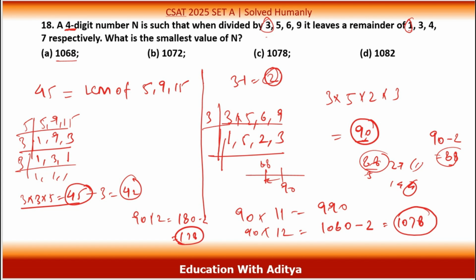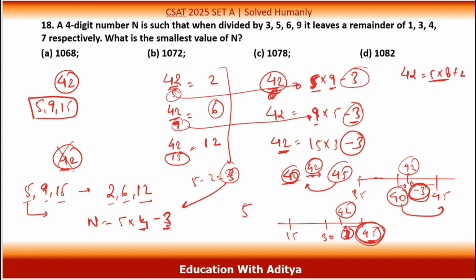So to sum it up, we are using the concept of LCM, and on top of that we are using the concept of negative remainders. What we have seen is a small example. Let's assume the number was 42, which is known to us for the time being, and we have to divide it by 5, 9 and 15. We can write 42 in two ways. 42 is 5 into 8 plus 2, or 42 is 5 into 9 minus 3.